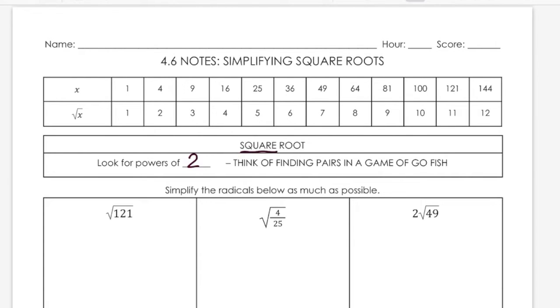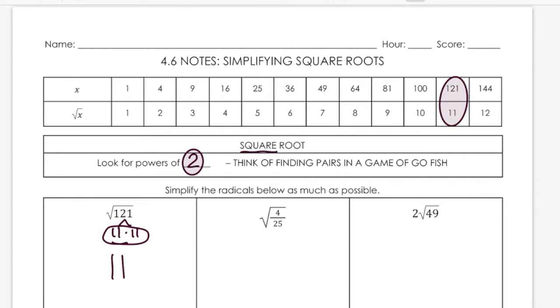For example, we want to simplify the square root of 121, which is right here on your perfect squares list. So the square root of 121 is 11. If it helps, this is 11 times 11. So since there's 2 of those, that just makes an 11 outside the square root. So basically, you need 2 of everything in order to make it come out of the square root. Let's try it on the next one.